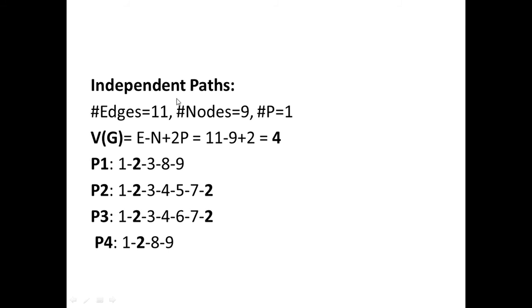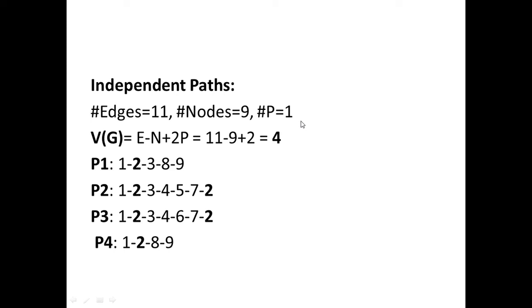Now how to calculate the independent paths? To calculate the independent paths, we use the cyclomatic complexity formula, that is E minus n plus 2p. E is the total number of edges in the previous graph, and n is the total number of nodes. And what about p? p is the linear path. So why is p taken as one?